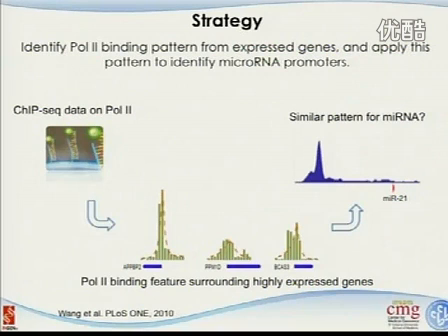So that's our initial goal. The strategy we use is actually very simple. We got the ChIP-seq data on RNA polymerase II, okay? And we want to really learn from the protein coding genes.